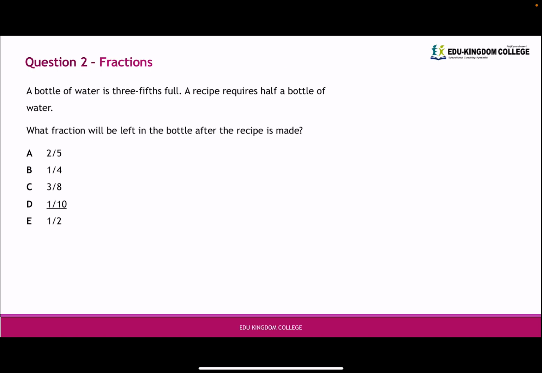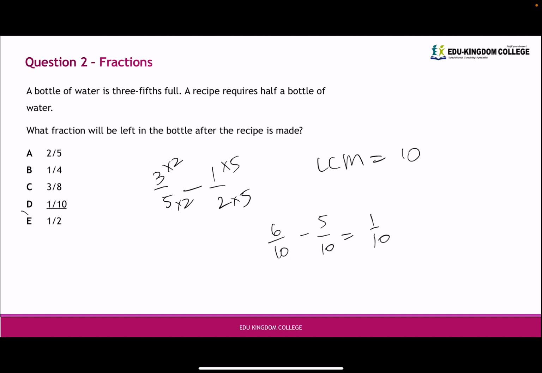Now for question 2, a fractions question, not too hard. A bottle is 3/5 full, and then you subtract half from it because they use half a bottle of water. We find the lowest common multiple, which is the smallest number that 2 and 5 go into, which is 10. We make the denominators 10, so times 2 on one and times 5 on the other. We should get 6 over 10 minus 5 over 10, which gives you 1/10. That should give you D.